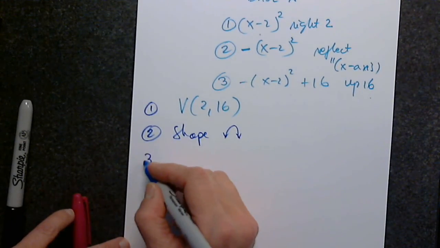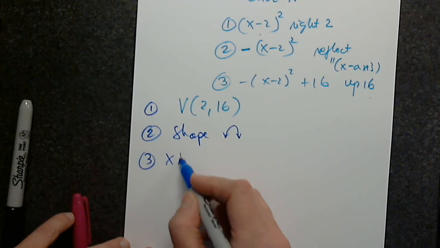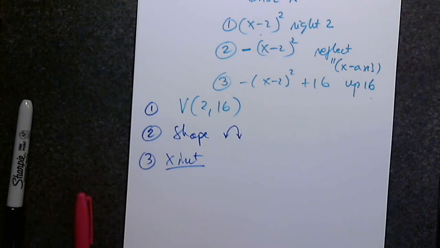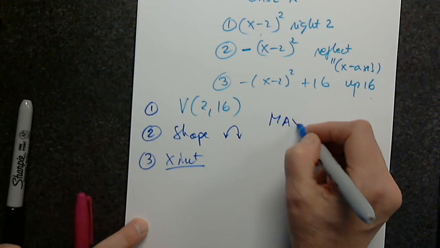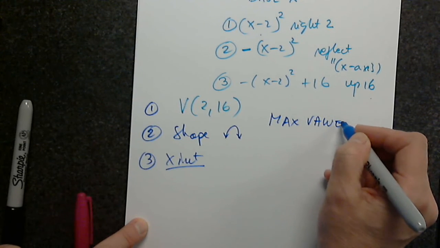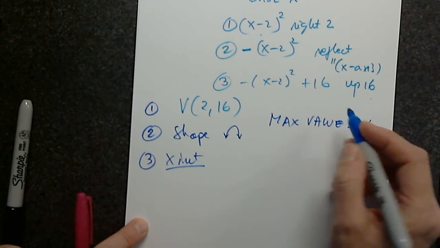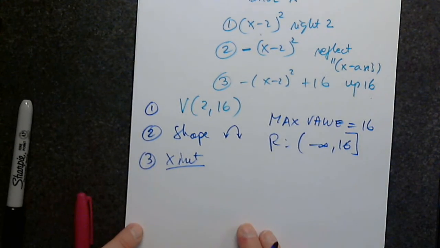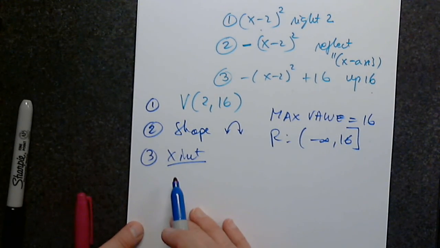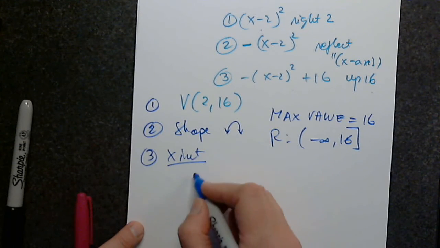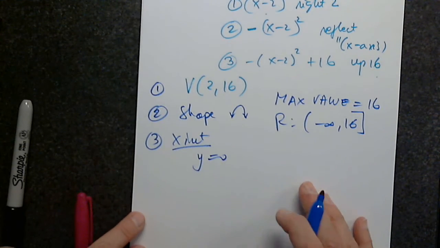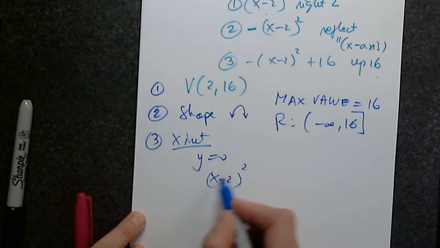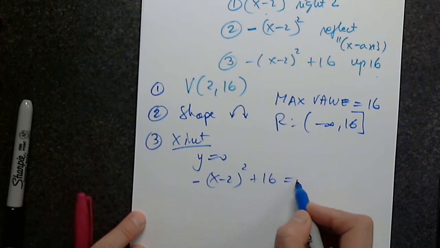And number 3, will it have x-intercepts? Yeah, because the maximum is 16. So max value 16, range is negative infinity to 16 with a bracket. So the x-intercepts exist. So I have to write y equals 0. So negative x minus 2 squared plus 16 equals 0.